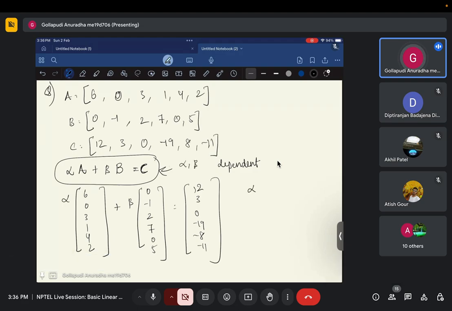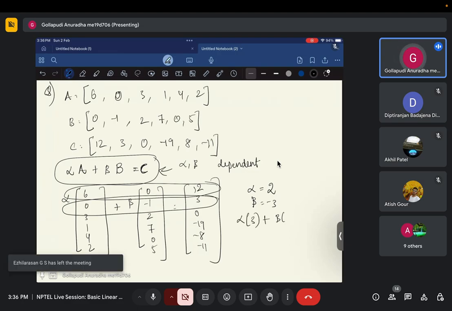So for example, if alpha is equal to 2, then we are going to get this thing correct, and if beta is equal to -3, then even this thing will be satisfied. So if I substitute alpha into 3 plus beta into 2, it is equal to 0.